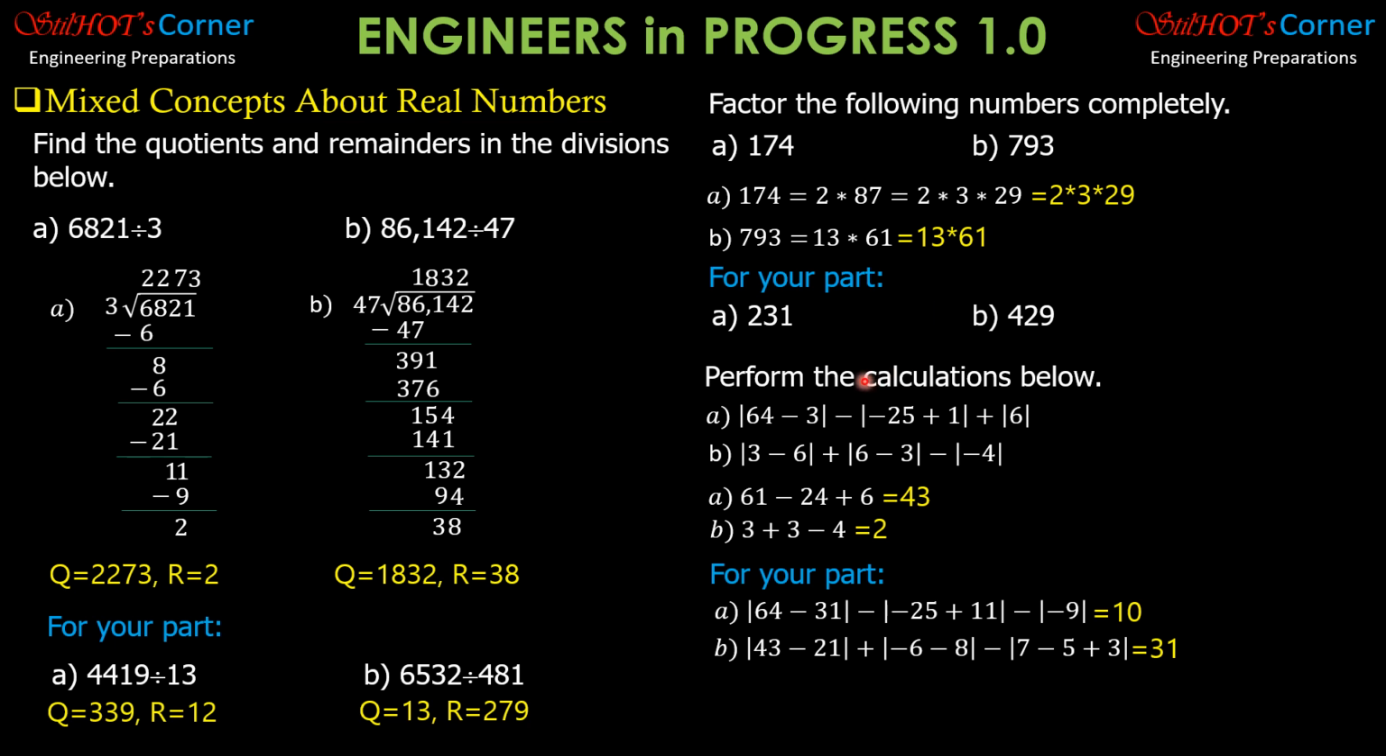Then for your part, factor this completely. 231 and 429. I will not put the answers because you can easily verify your answer. These are just 3-digit numbers. Then next is perform the calculations below.